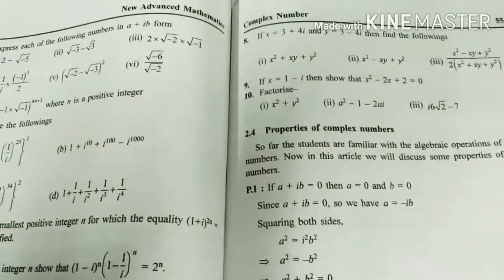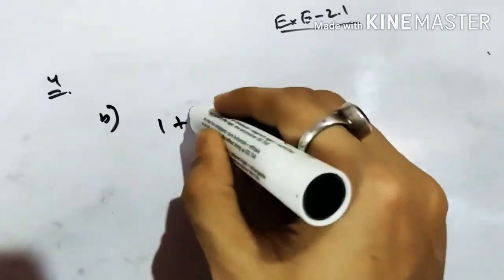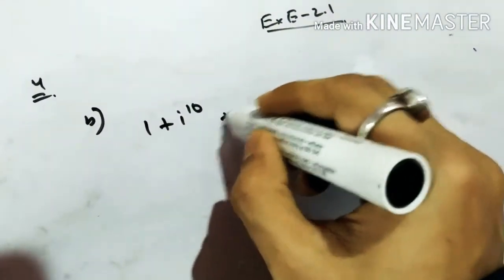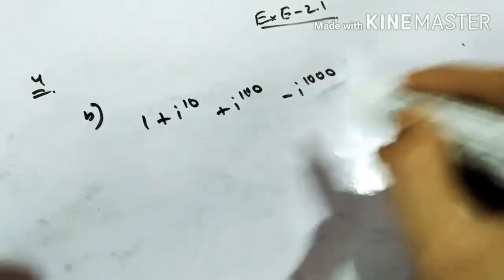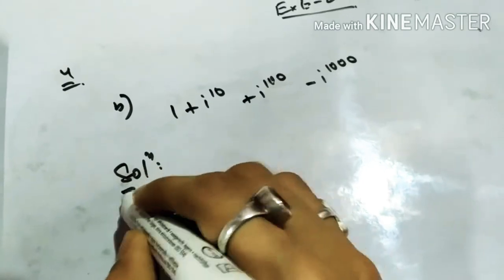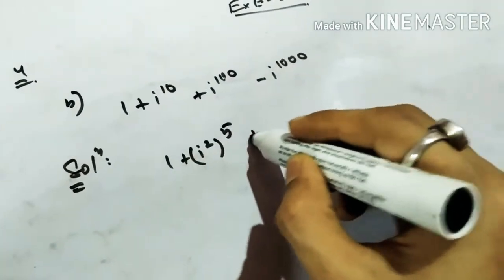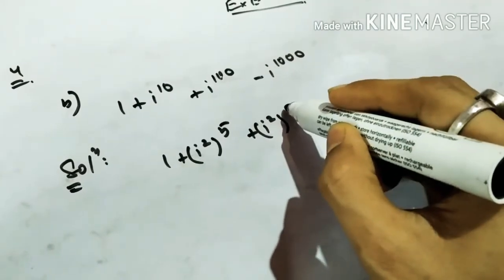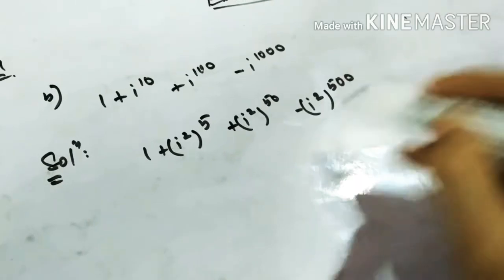Next it is number B. Type 4, number B. 1 plus i^10 plus i^100 minus i^1000. So this will become 1 plus (i^2)^5 plus (i^2)^50 minus (i^2)^500.